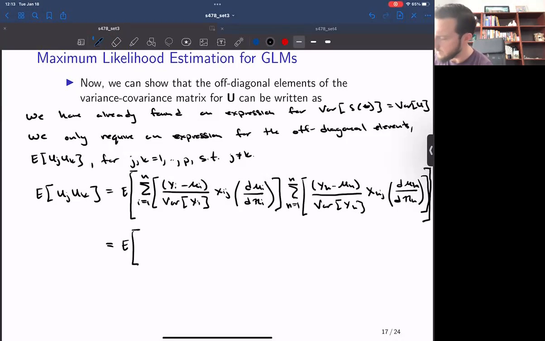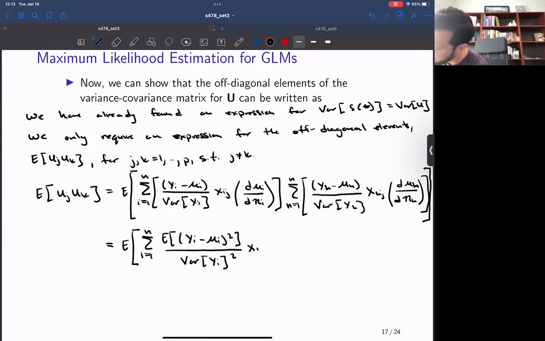All right, so then this becomes the expected value from the sum i equals 1 to n of the expected value of (yi minus mu i) squared divided by the variance of yi squared, xij xhj. Oh, sorry.